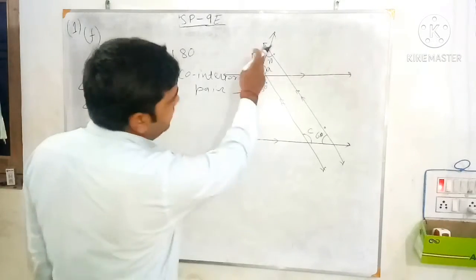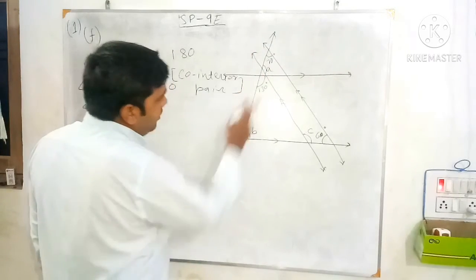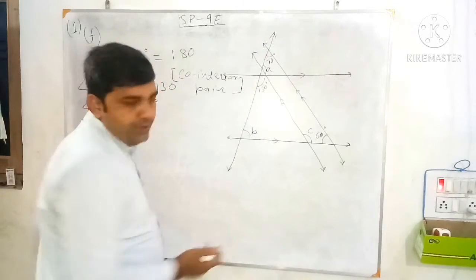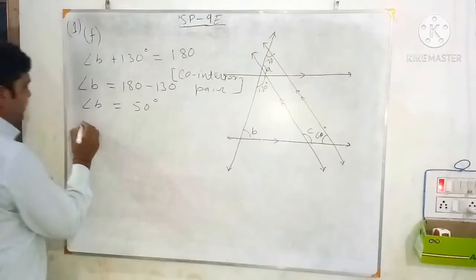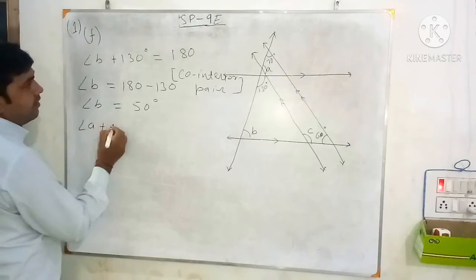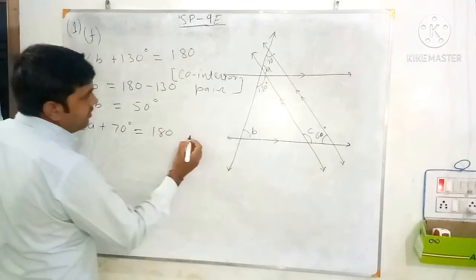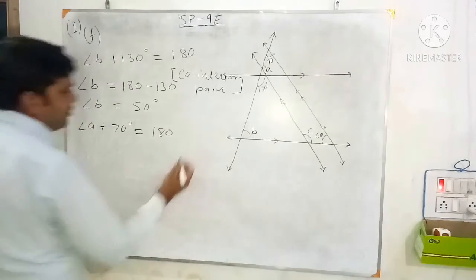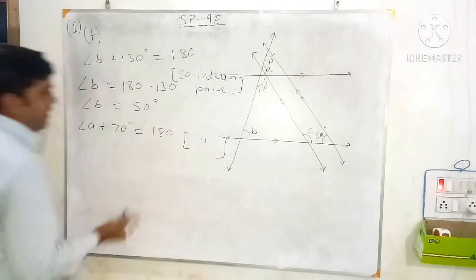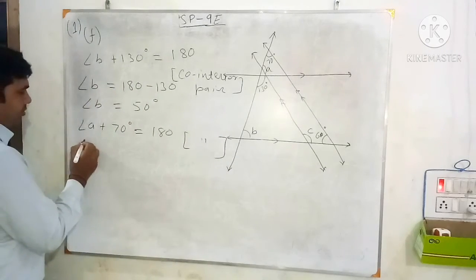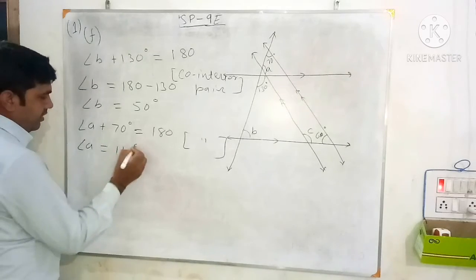Now see, these two lines are also parallel. And this is the transversal. So angle A and 70 degree is the co-interior pair. In this also, so what you write? Angle A plus 70 degree is equals to 180 degree. Reason? Same reason you put, that is the co-interior pair, same reason as above. Now angle A is equals to 180 minus 70 gives you 110 degree.